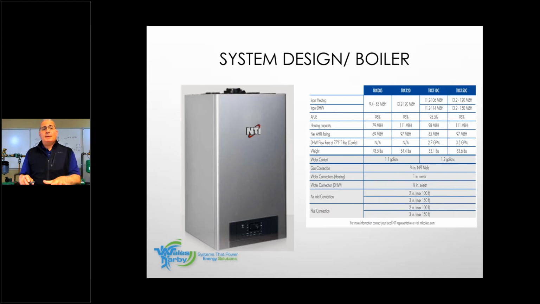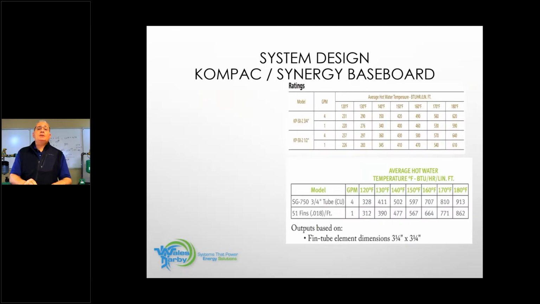Okay, so I've done my heat loss. I picked my boiler. Now we've got to pick our heat emitters per room. So I'm going to show you two different baseboards here. First one is called Compact. This is a very popular baseboard here in our territory. Yes, we represent it. I'm just doing my job.